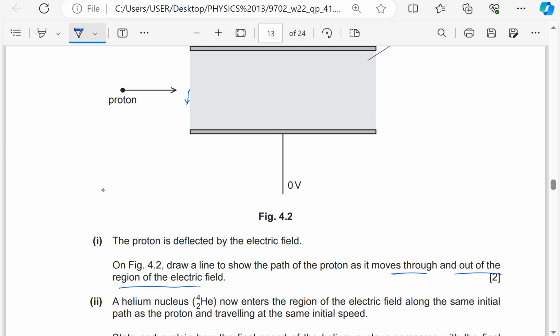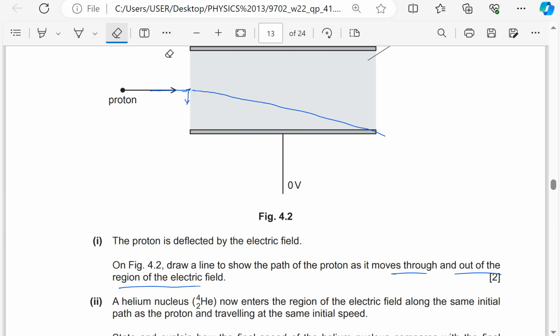So of course, I'll have to prolong this line first of all as a horizontal line before it reaches the electric field. But when it enters the electric field, now the force acts on it. So I am going to draw a curve because they said through and out of the region. Out of the region it enters a vacuum again. That means out of the region again it experiences no deflection.